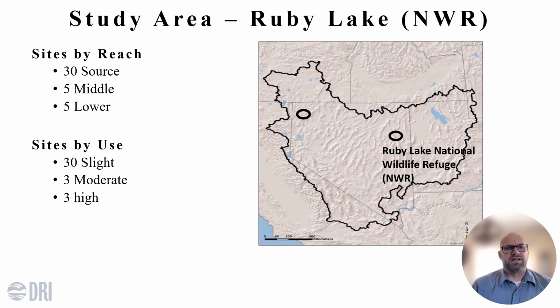Our other study area was the Ruby Lake National Refuge. So we had 30 source, 5 middle, and 5 lower. But here by use, we have 30 slight use, 3 moderate, and 3 high. And so we took these conditions and grouped them by reach and then by use.